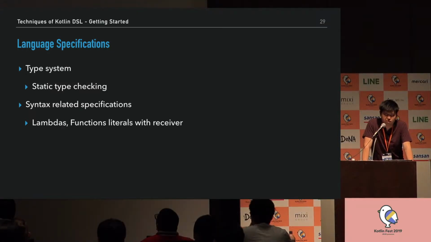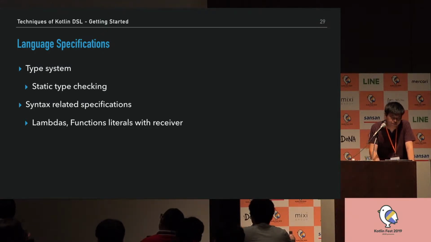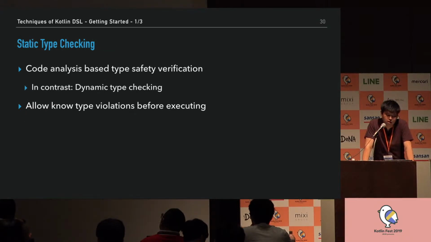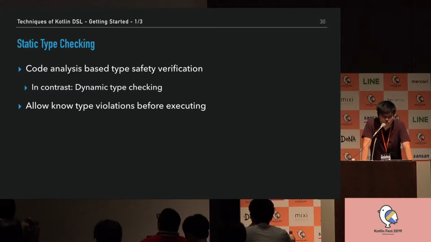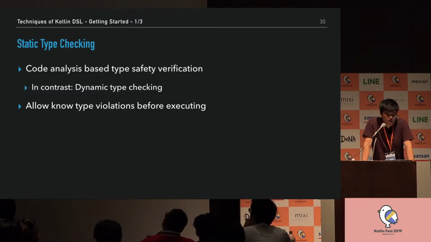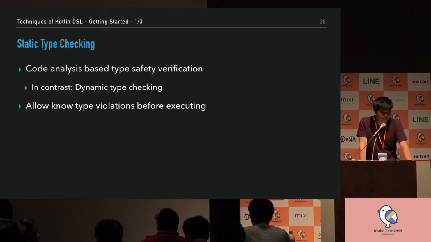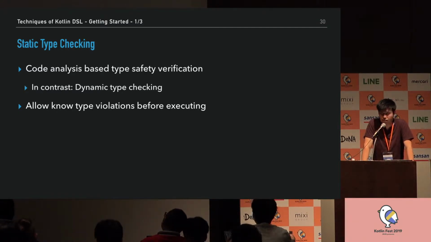I have picked up the type system and several specifications which relate to syntax. Kotlin uses static type checking, which is a code analysis-based type safety verification. In contrast, dynamic type checking is a type violation at runtime. Static type checking allows no type violations before execution. If you write a DSL in Kotlin, then you can get the benefit of this type checking.